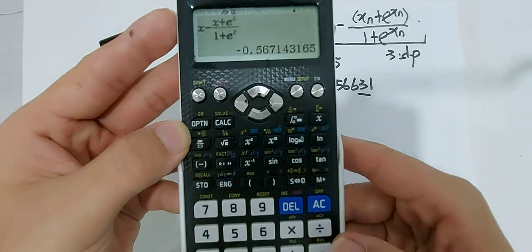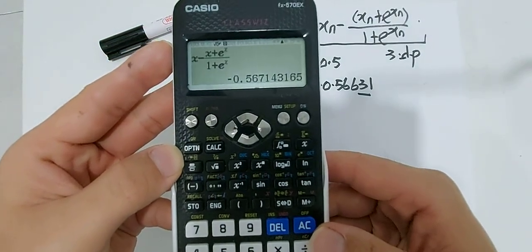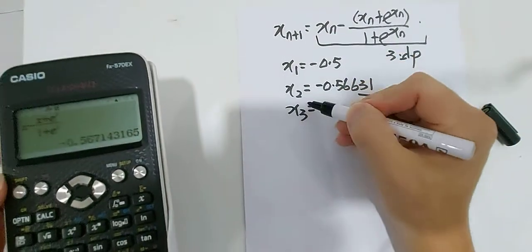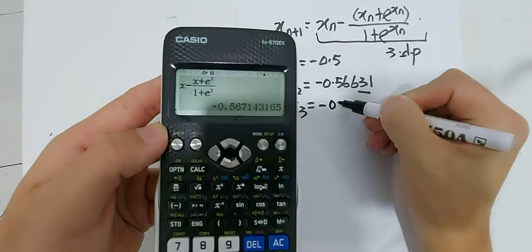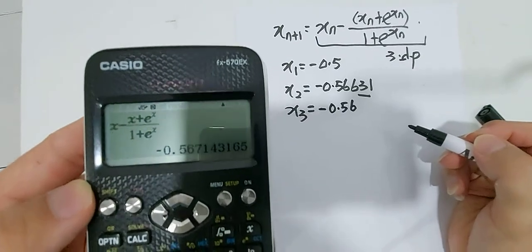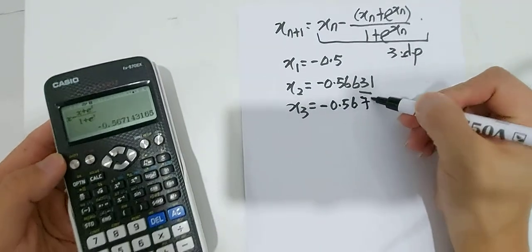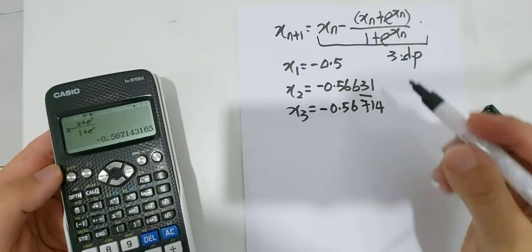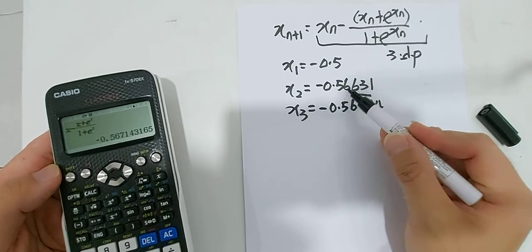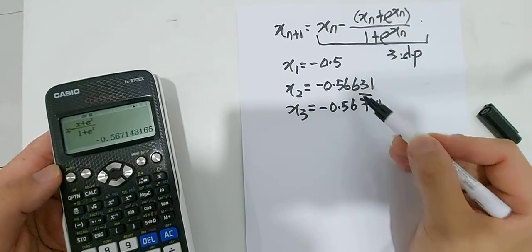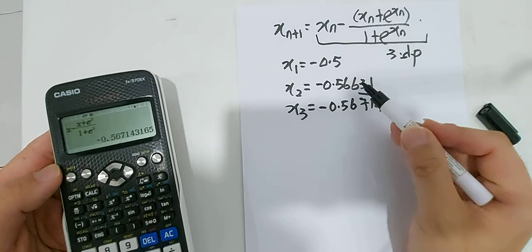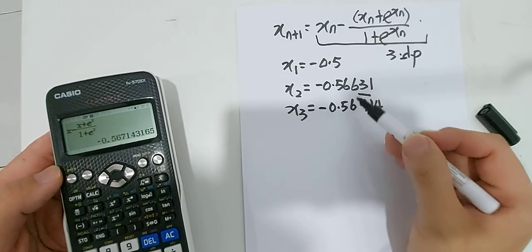Then I am getting negative 0.5656714, right? So 714. So the third approximation, if you round off the value to three decimal places, you are getting negative 0.566. And this one, if you round off, you are getting negative 0.567, okay? Which is still not the same. It means if you round off, the value is not the same.